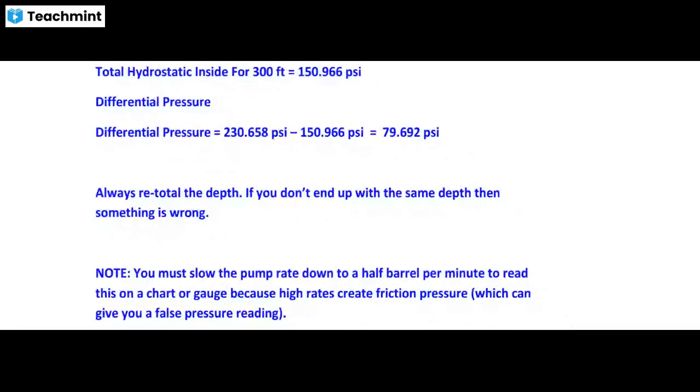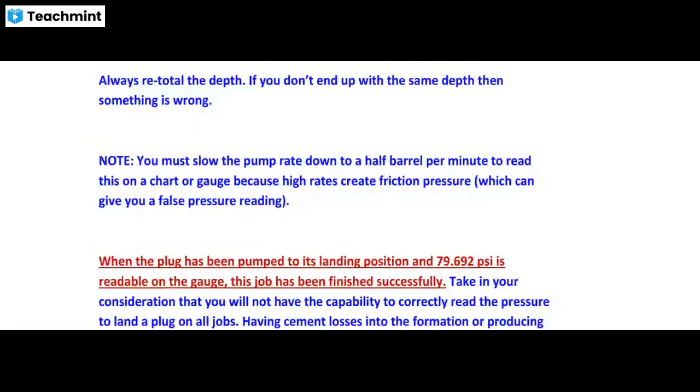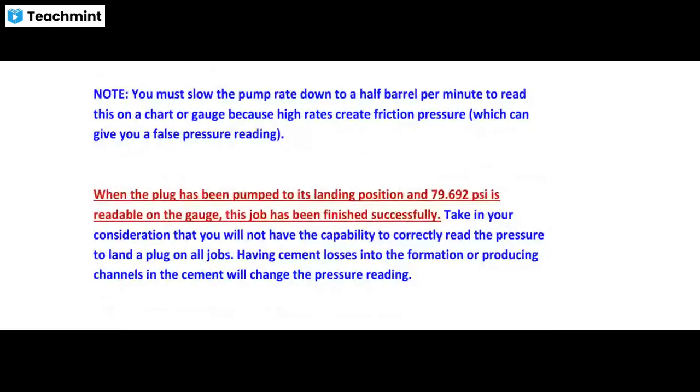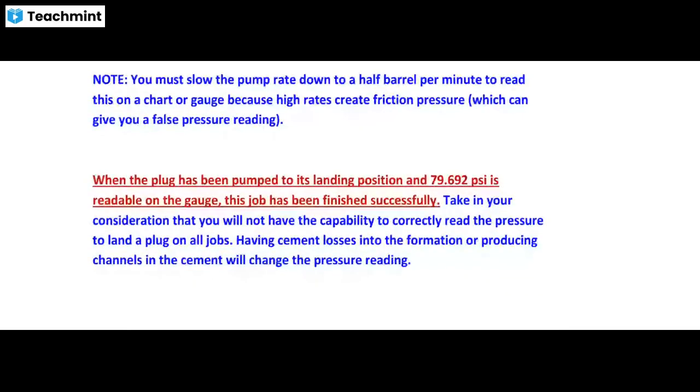Therefore, if you don't end up at the same depth, something is wrong. So when the plug has been pumped to its landing position and 79.692 psi is readable on the gauge, the job has been done successfully. Therefore, in your consideration, you will not have the ability to use the pressure reading to land the plug on all jobs.